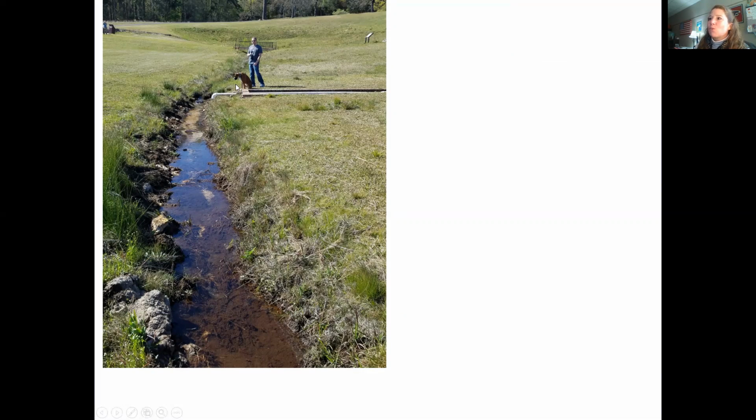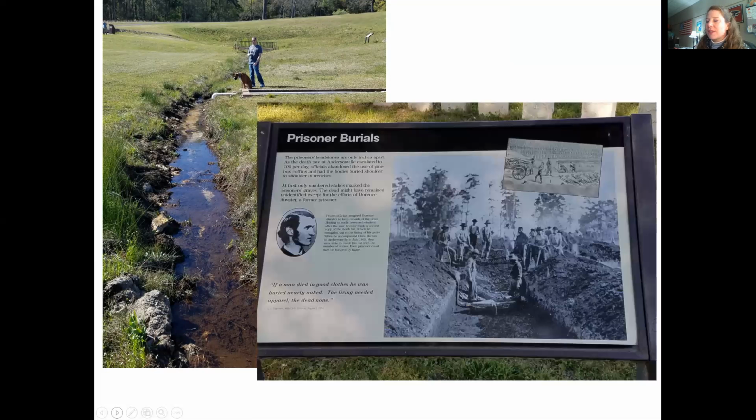But that is the water source that they had. So imagine 30,000 men, day in and day out. This is the only water source they had. It went straight through the middle of what would have been their prison camp. Just terrible to think about. It was just a very humbling experience to be there and just to think about what those men went through.